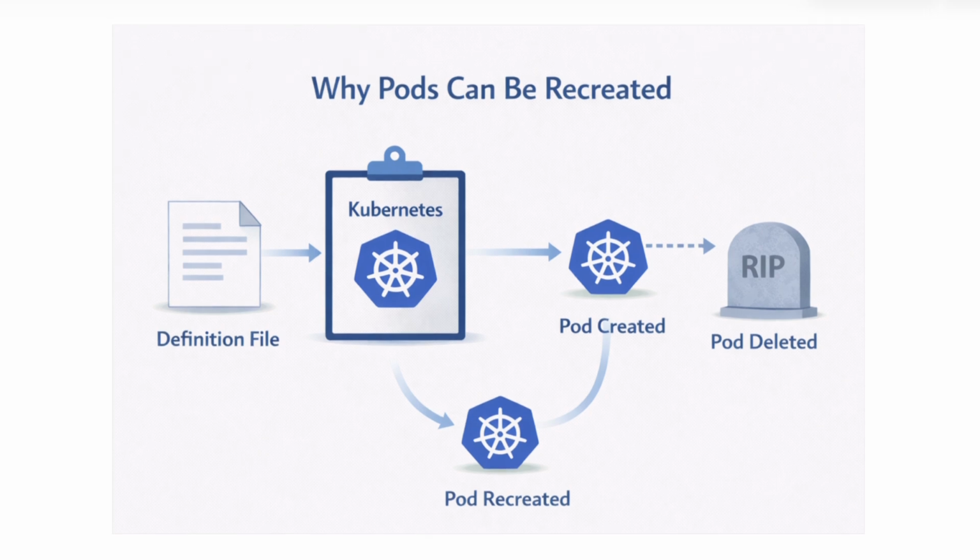Why can pods be recreated? This explains what we saw in the previous video. When a pod fails, Kubernetes does not repair the old pod. The failed pod is removed. Kubernetes then looks at the definition and creates a new pod from it.